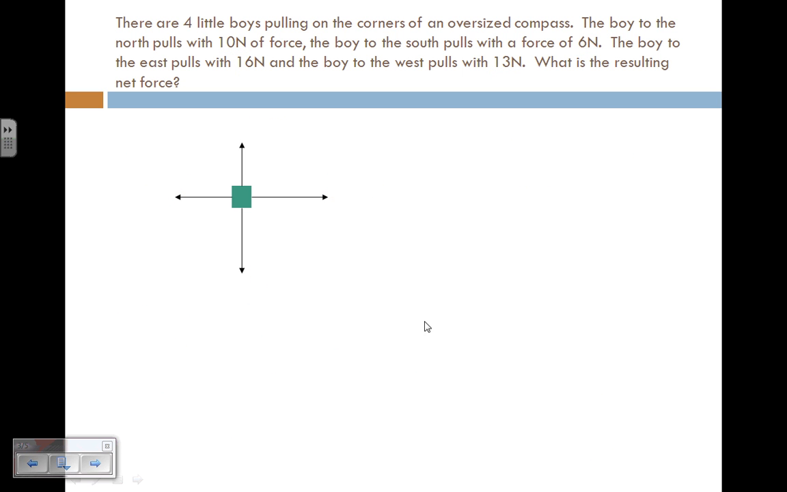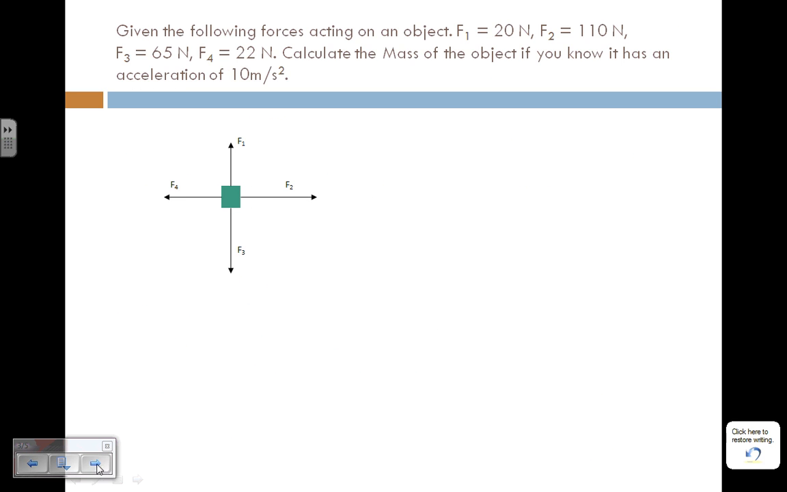Okay, so let's take a look at another problem. In this problem, they say you've been given the following forces acting on an object, and they have F1, F2, F3, and F4 on this diagram. So F1 is 20 newtons, so we'll go ahead and write it in here. Again, this will be our given step. Then we have F2 as 110 newtons, F3 as 65 newtons, and F4 as 22 newtons of force.